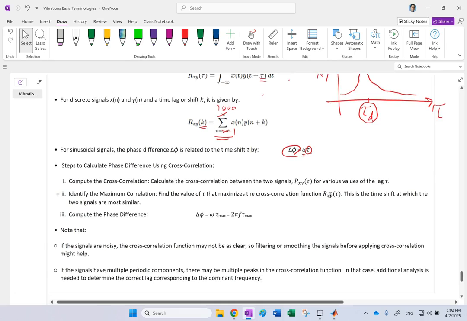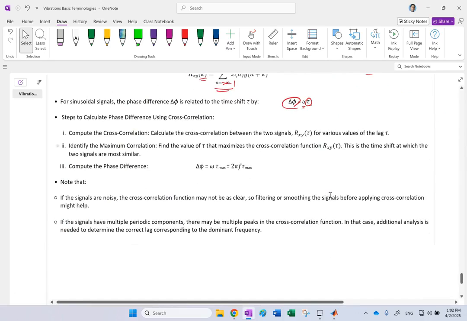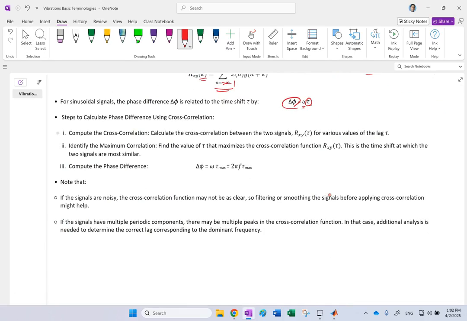So how would you use cross correlation to calculate the phase difference between the two signals? Well, you just calculate Rxy of tau for different tau values, and then find the tau that maximizes this function. You multiply it by omega of the signals, or 2 pi f, where f is in hertz, and that is going to give you the phase difference.